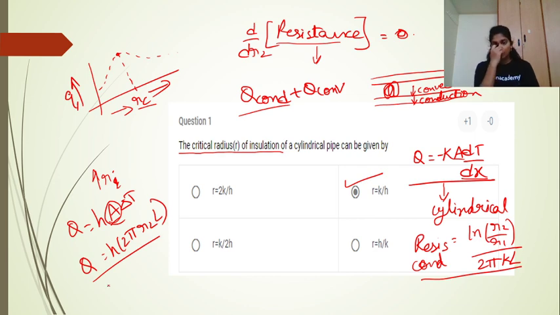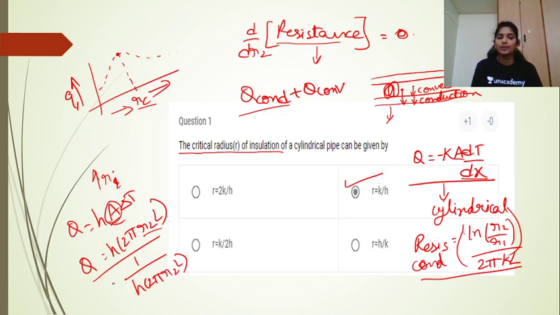Because convection will be occurring from the outer layer of the pipe to the fluid, meaning the ambient air. So what will be the radius of the outer pipe? It is along with the insulation, so r2. So you should sum these two resistances. Here the resistance will be 1 by h into 2 pi r2 into L. This is the convective resistance.